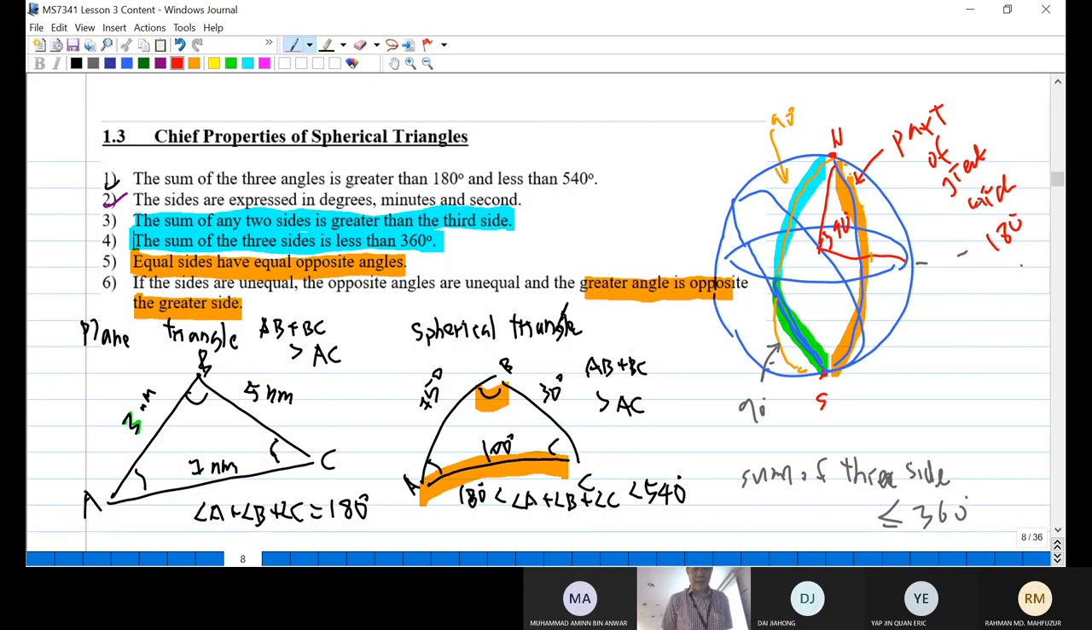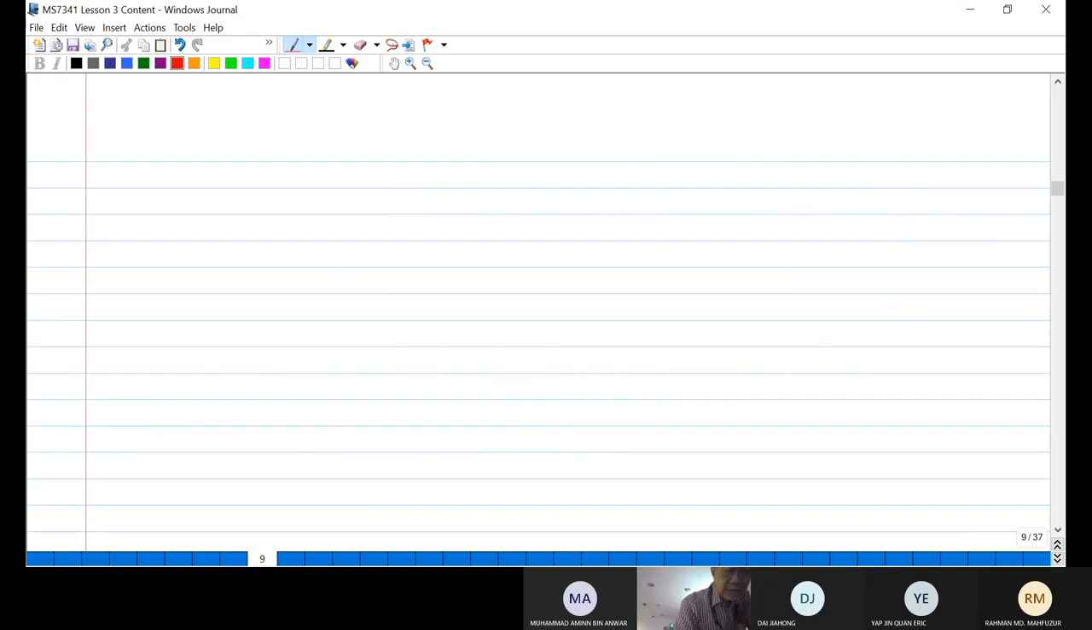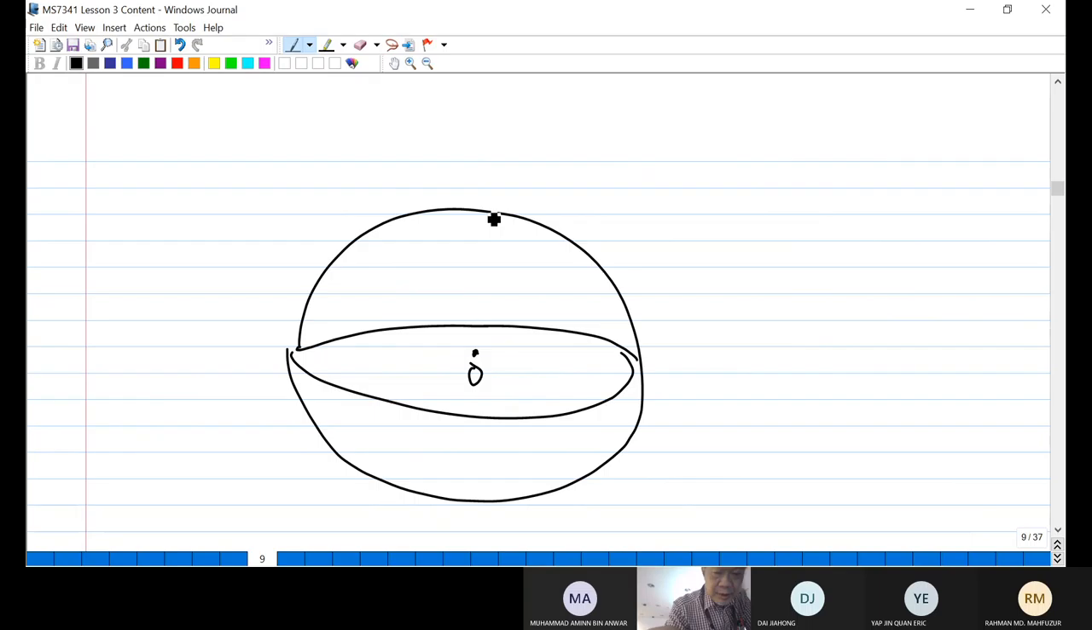Then the second point, when you measure the length of a spherical triangle's sides. In a plane triangle, we have lengths like 3 nautical miles, 5 nautical miles, 7 nautical miles, for example. But for a spherical triangle, the sides are measured in terms of angle using degrees, minutes, and seconds. Why is it using degrees, minutes, and seconds? Let me illustrate this a little bit here. This is a picture to illustrate why it is like that. For example, I have a sphere here, and your center O.